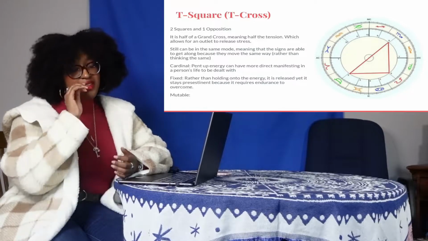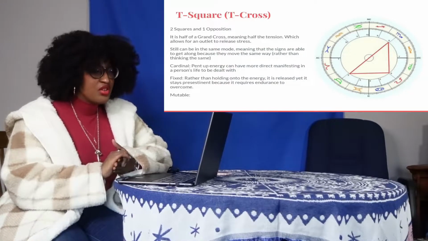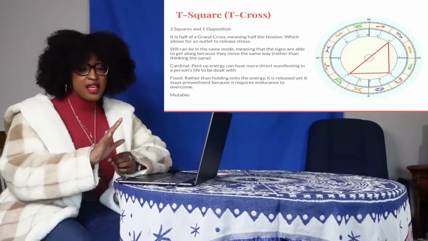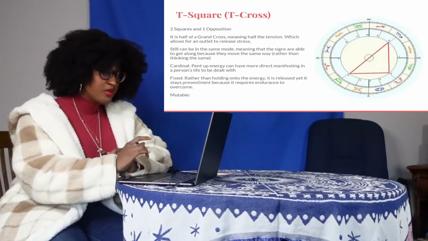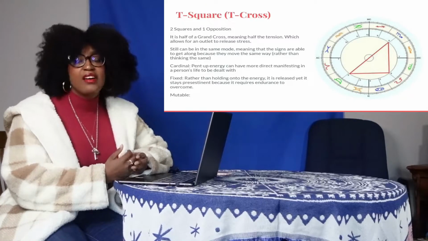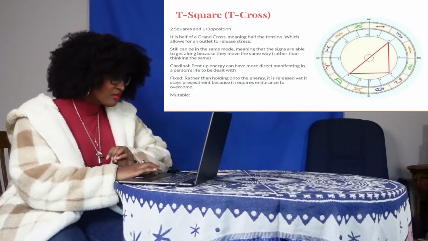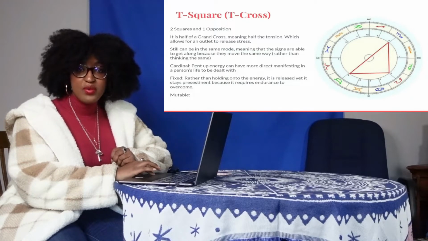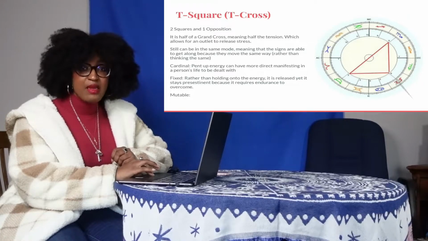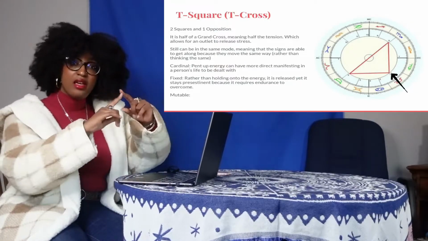But you can also, this is good. This looks like a triangle too, but it's not. It's half of a square. See? It is half of a grand trine. Oh, sorry, half of a grand cross. And here, you're able to have a point of release, because as you see, there is an apex here, and it's not equilateral.